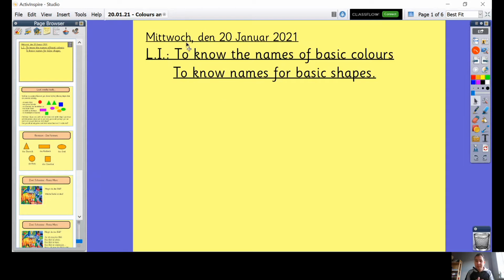I've put today's date, Mittwoch, den 20. Januar 2021. So we know it's Wednesday, the 20th of January, and today, like we were doing last week, we're continuing with learning the names of basic colours and revising those, and knowing the names for basic shapes as well. And if you remember, we were looking at the picture last week.